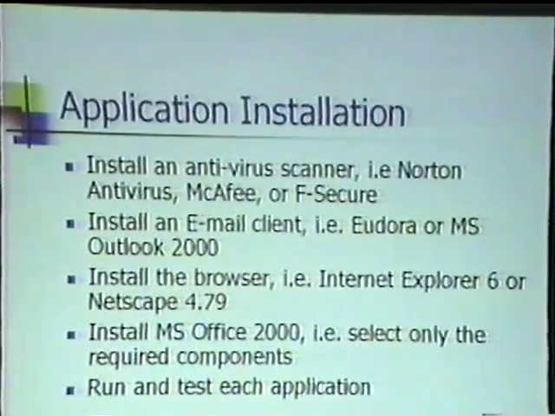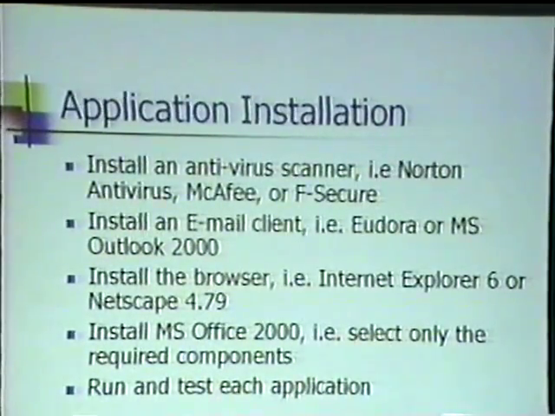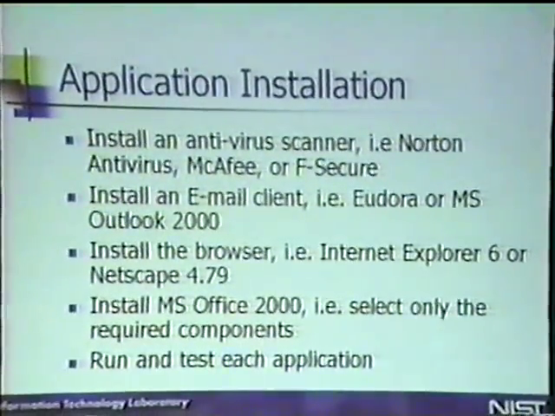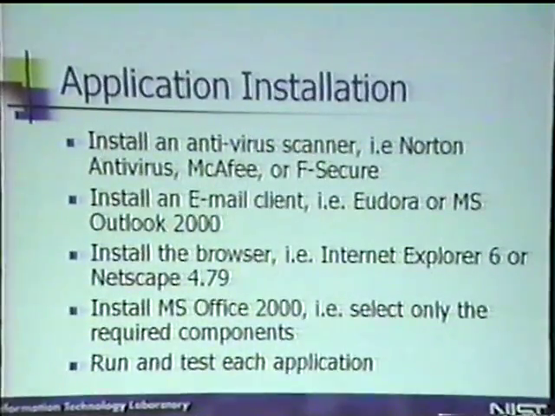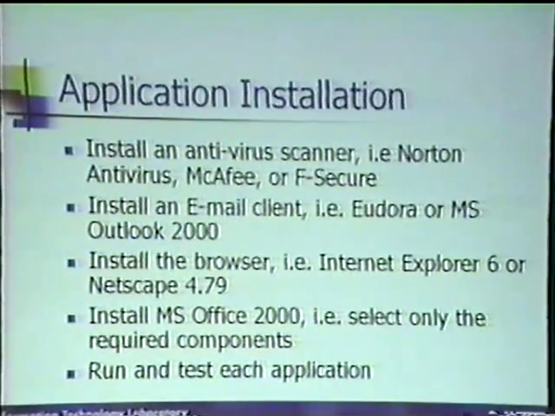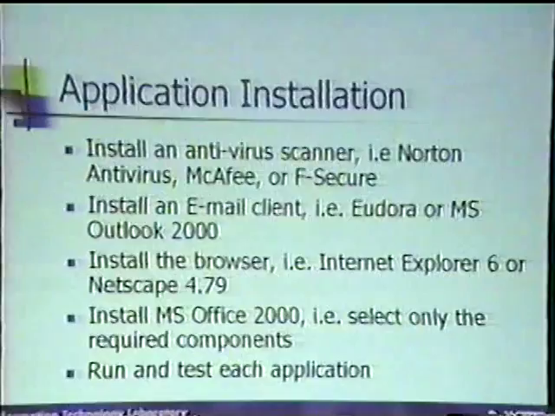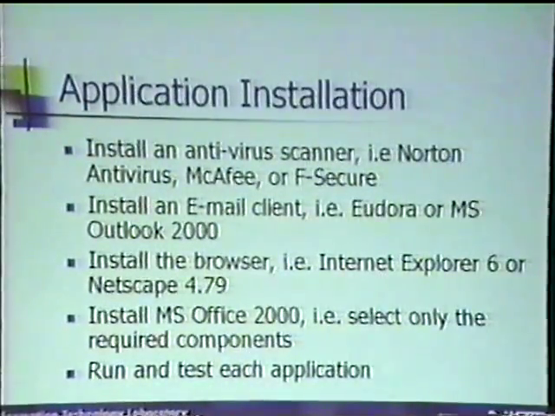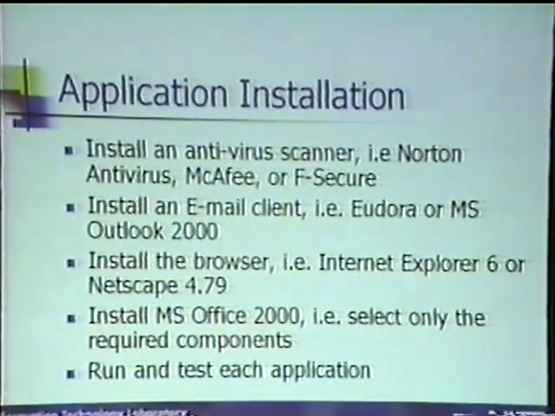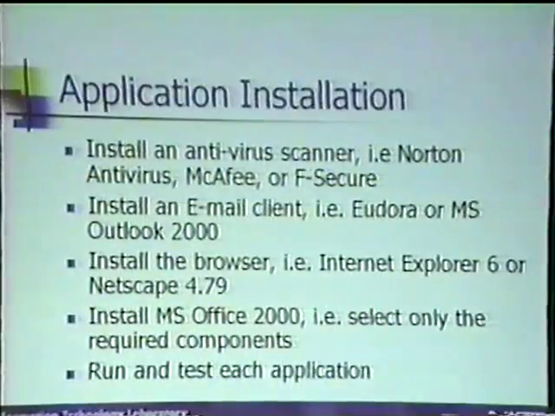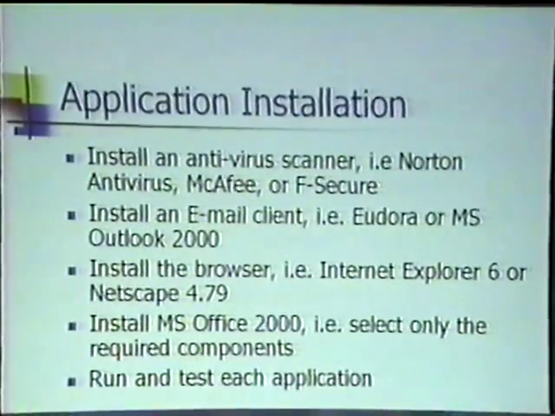Application installation. We talk about installing the antivirus system, email client, network browsers, Microsoft Office suite, and running and testing each application. The importance of running and testing: when you install these applications on your system, before you secure them, you want to make sure that they're running as a default. A lot of people install applications, secure the systems, and it's not working. You don't know where the problem is. Make sure you test them before you secure them.